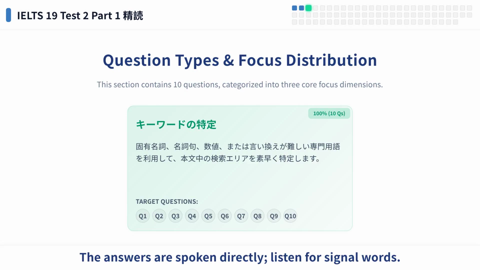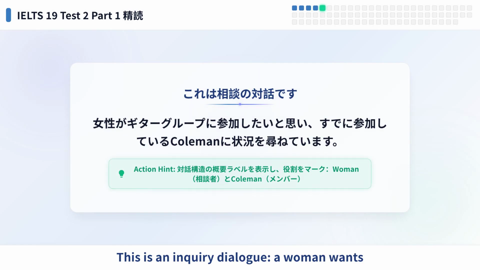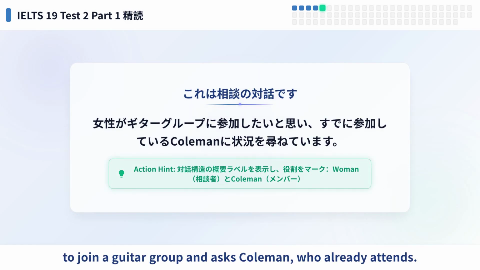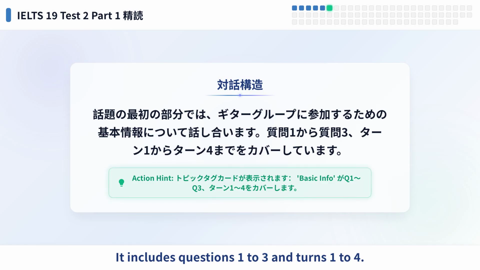The answers are spoken directly. Listen for signal words. Core strategies: predict part of speech, catch signal words, watch for corrections. This is an inquiry dialogue. A woman wants to join a guitar group and asks Coleman, who already attends. Topic 1 covers basic info about joining the group. It includes questions 1 to 3 and turns 1 to 4.